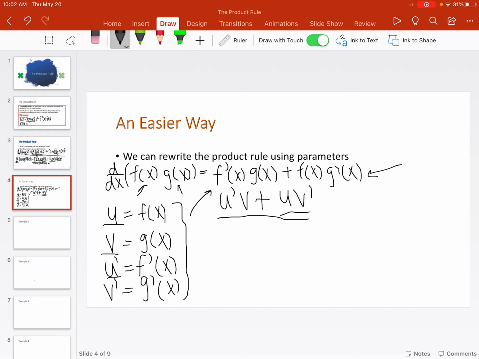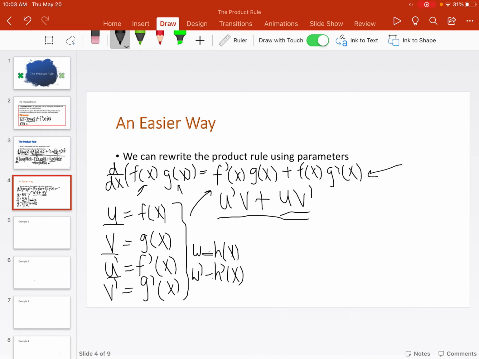This parameterization has a lot of benefits. And say we had a third term. Let's say we had a product of three functions. Well, we could have this third function h of x, and we could just assign another parameter. We could say w is equal to h of x, and w prime is h prime of x, and we could just substitute that in because we know how to extend the product rule from our last slide to more than two functions being multiplied together. So the product of 3, 4, 5, 6, 7 functions, we know how to extend that, and we just add a parameter for each function.